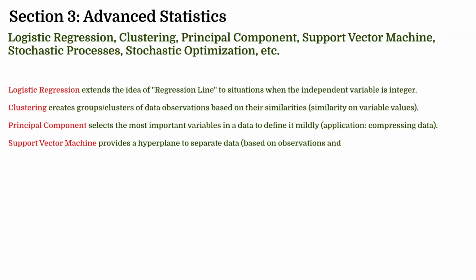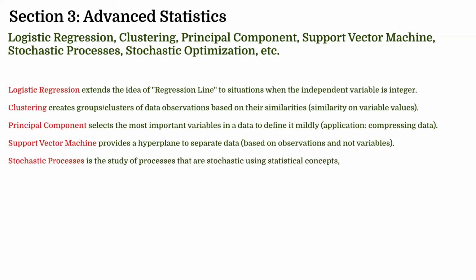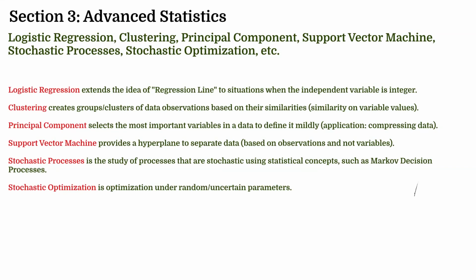Stochastic processes is the study of processes that are stochastic using statistical concepts such as Markov decision processes. Stochastic optimization is optimization under random uncertain parameters. Sounds complicated? Yes, we will learn more about them in future videos.